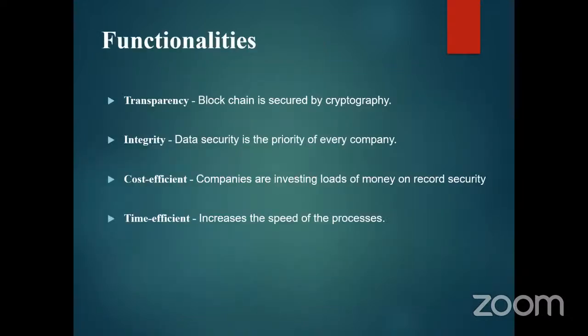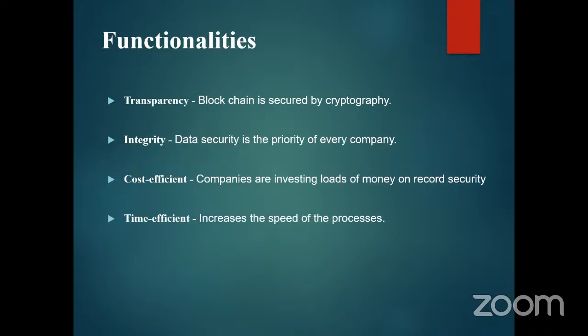Now let's look into some major functionalities of blockchain technology. Transparency. Blockchain is secured by cryptographic keys, which increases its standard of transparency on data and information. Integrity. Data security is the priority of every company. Tampering, altering, and distributing data without permission is illegal. So blockchain removes that fear in the people by providing integrity.